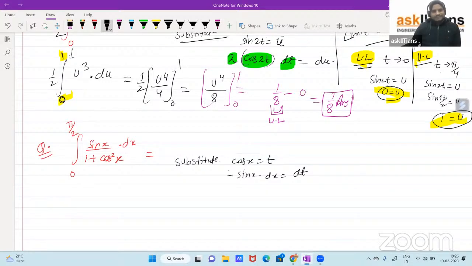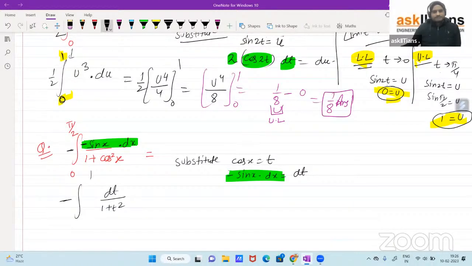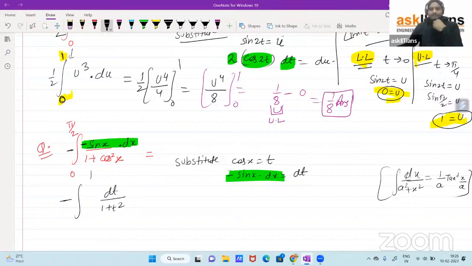Now, but the minus is there, so you can put a minus here and a minus over here. Now this minus sin x into dx will be your dt, divided by 1 plus t square. And the integration of 1 upon a square plus x square type will be 1 by a into tan inverse of x by a, correct?